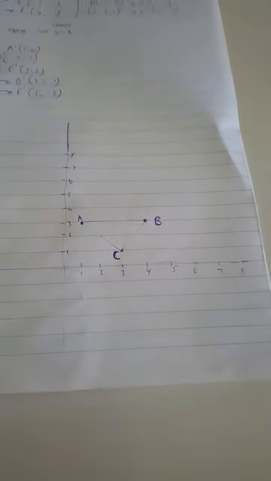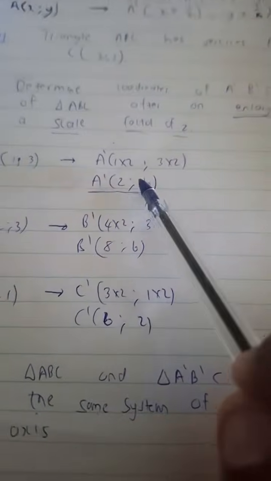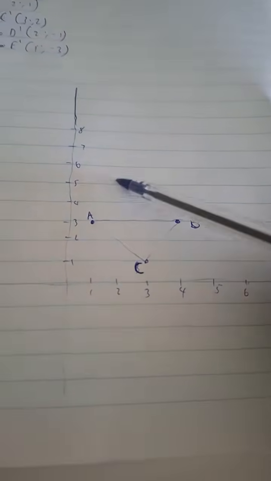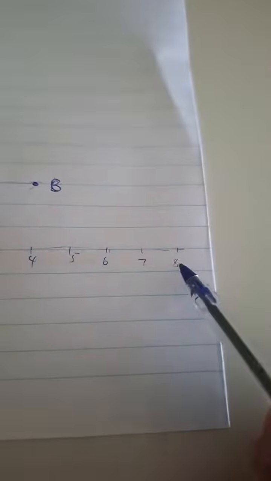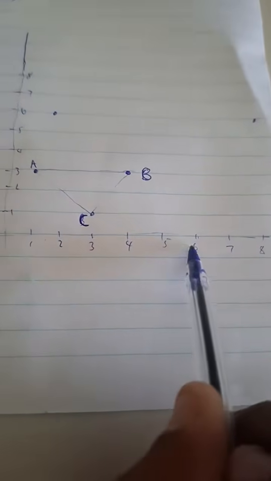Then my other triangle, the one with the images: (2, 6), (8, 6), (6, 2). So (2, 6), (8, 6), then (6, 2).